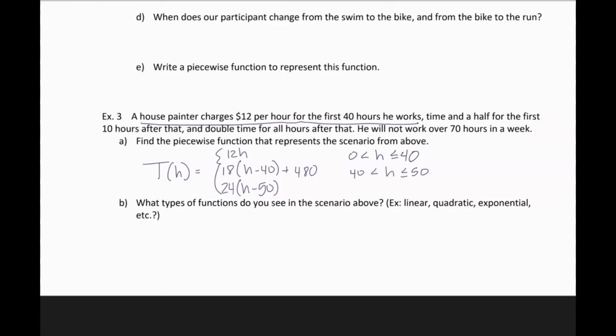Yes, exactly, after 50. Now, is this all I'm paying him? What do I also have to account for? All the money before that, right? So we have to account for that 50 hours, which is, yes, plus 660. And this is the hours between 50 and 70.